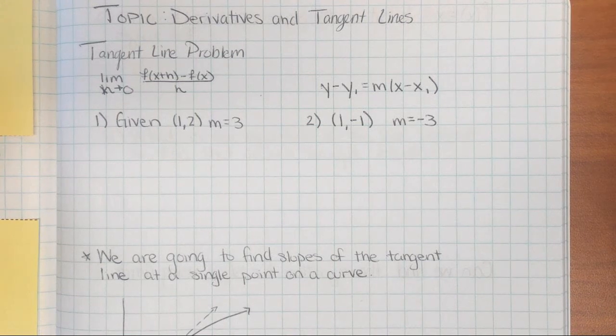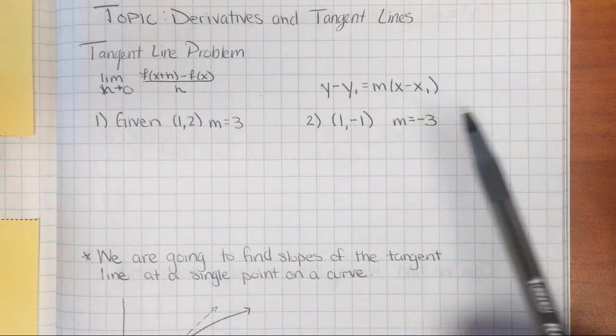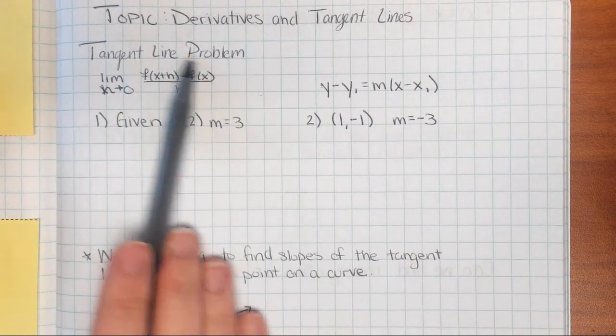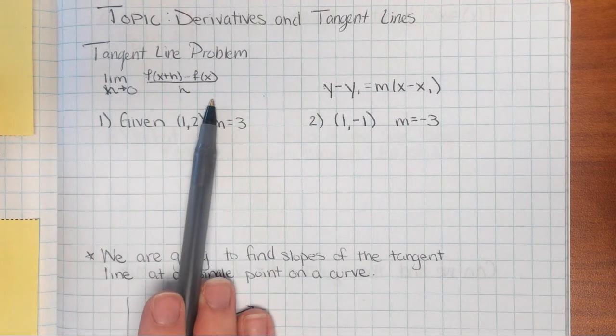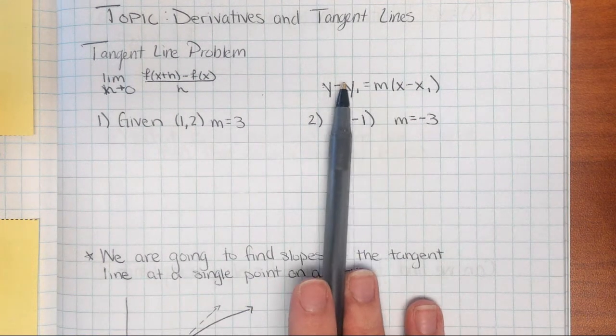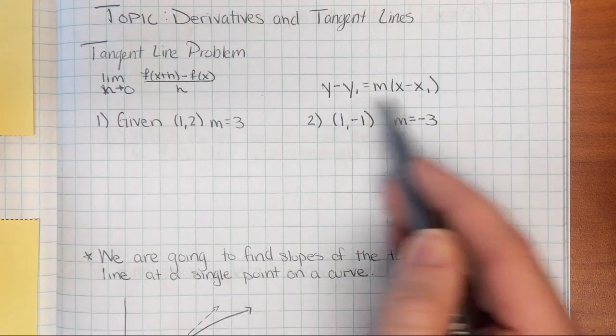Okay guys, as promised, I told you that I was going to tape and record what we are doing today in class. So what we are doing today in class is we are talking about derivatives and tangent lines. Now, just so you guys know, this is the general form of how we are going to find a slope for a tangent line. And just to remember, if I have a slope and a point, the slope is m and the point that we are given is x1, y1.